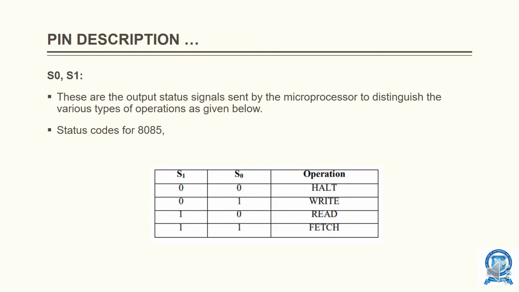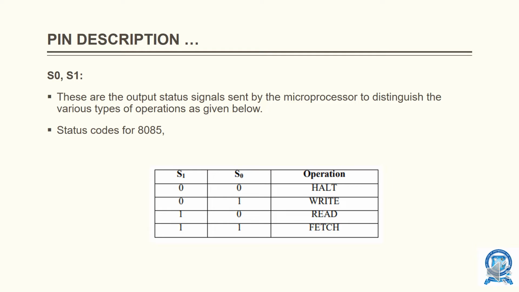S0 and S1. These are the two output signals sent by the microprocessor to distinguish the various operations. So here the truth table shows the operation performed by the processor based on the signals on S0 and S1. If both S1 and S0 are 0, then the halt operation will be performed. That is, the processor will be in idle state or stops the execution, halt.